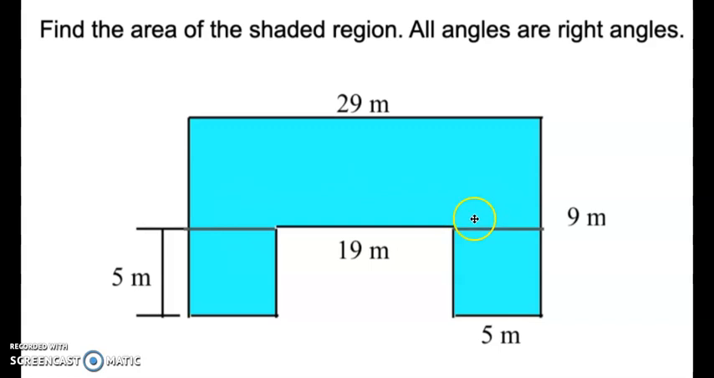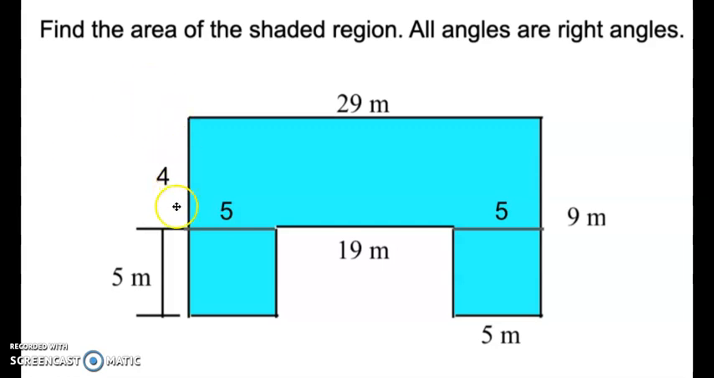This is 5 and this is 5 because if this whole piece is 29 and from here to here is 19 plus 5, 5 plus 19 plus 5 give you 29. Or if I add these two up and subtract it from 29, it gives me 5. This piece is 5 because this one's 5.